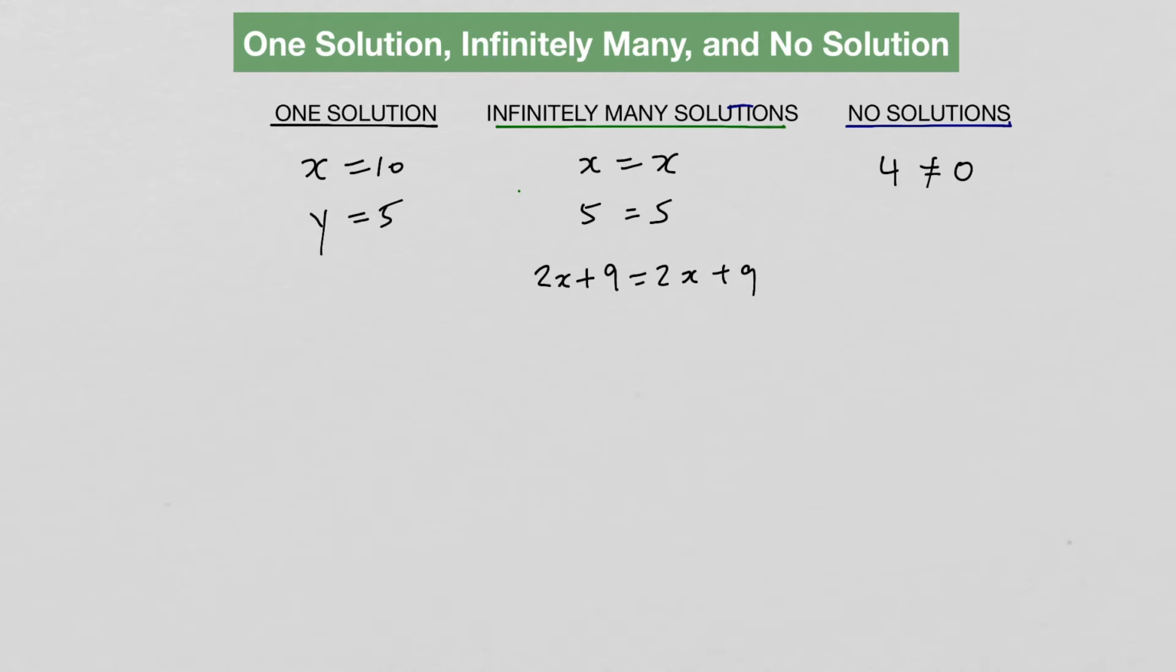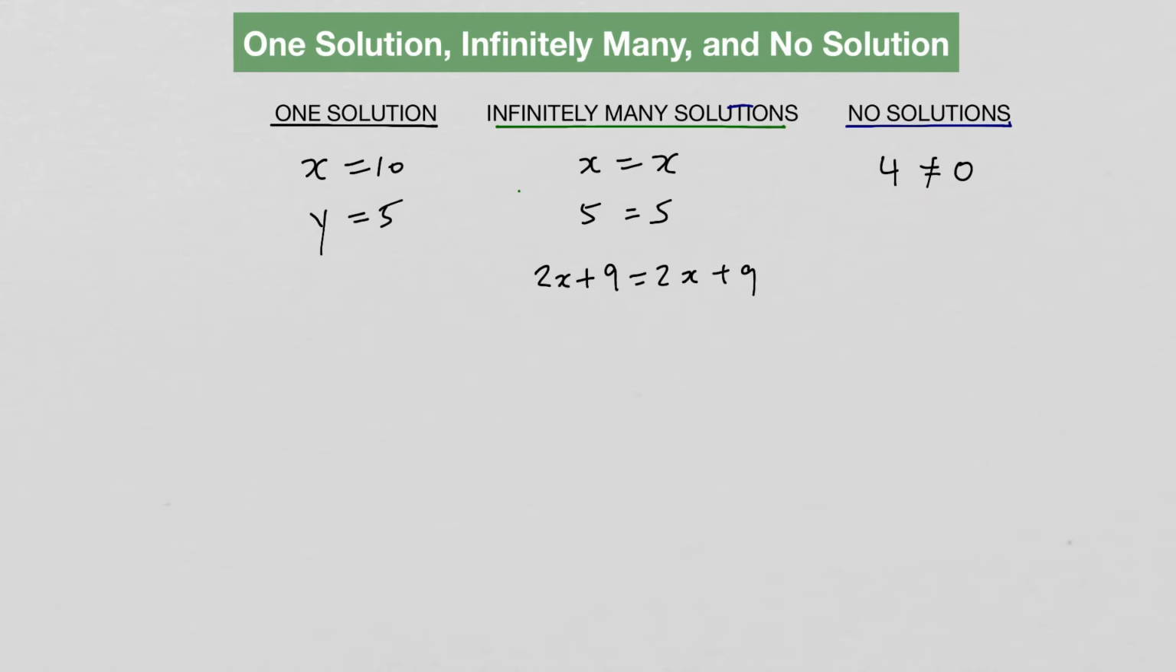So it's important to understand all of these characteristics. Again, one solution means that there's only one solution. Infinitely many solutions means that both sides of the equation are identical, and so basically any value of x will make the equation valid. And no solutions is when you solve an equation and it comes down to two numbers that are not the same on opposite sides of the equal sign.